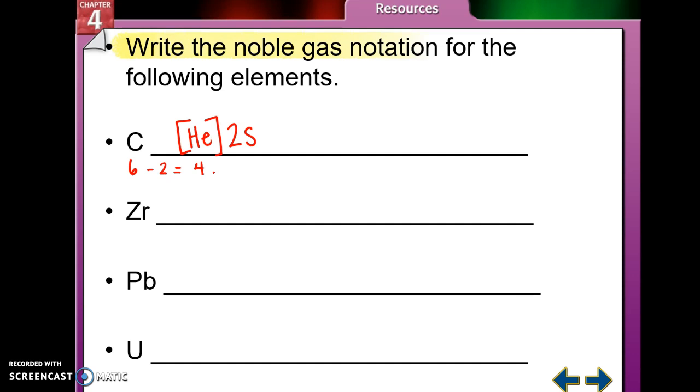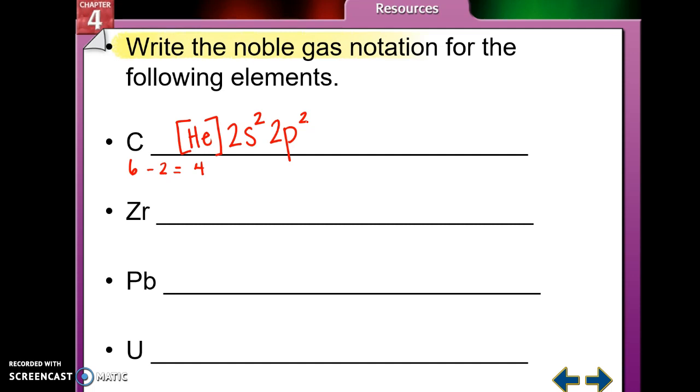I can't put all 4 of those in the s orbital. I can only put 2 in the s orbital, but then I can go to the p orbital. I just follow the alphabet from 2s. The p orbitals can hold up to 6, so I can put 2 right there. If you look at your notes from yesterday, carbon's electron configuration ending looks a lot like the noble gas notation. Now let's look at zirconium.